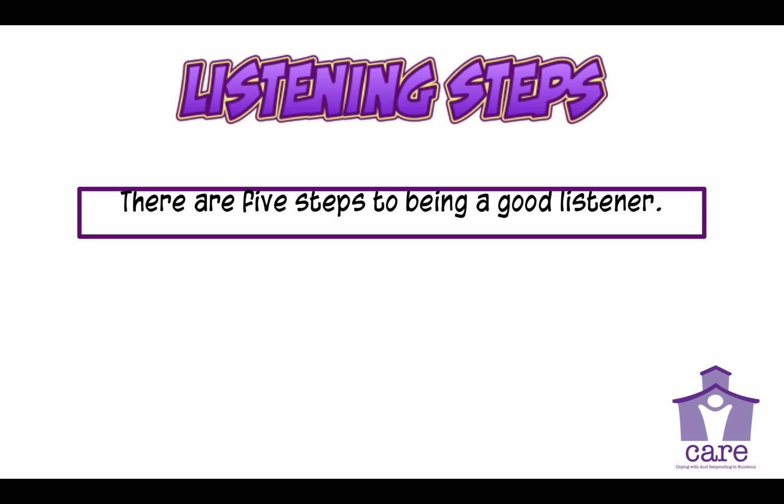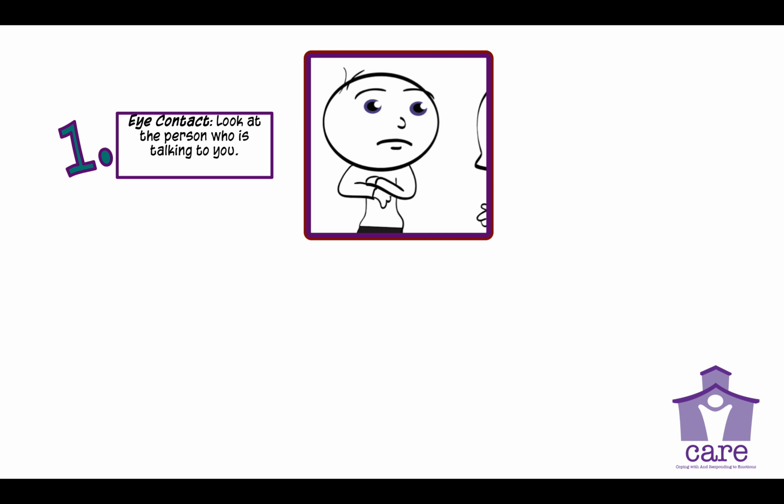On the next page of the student workbook, we've got listening steps. We've got 5 steps to being a good listener. I will say that these steps are very similar to what whole body listening looks like, which is often taught to younger students. So some of these steps might be very familiar to some students, but these are our 5 steps. The first one is we want to have eye contact. We want to be looking at the person who's talking to you.